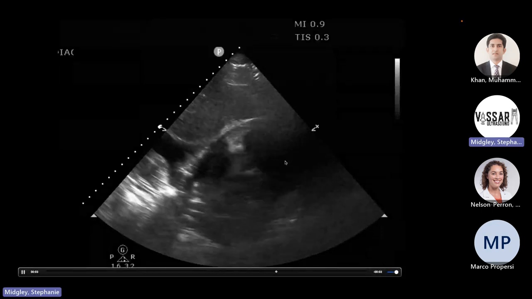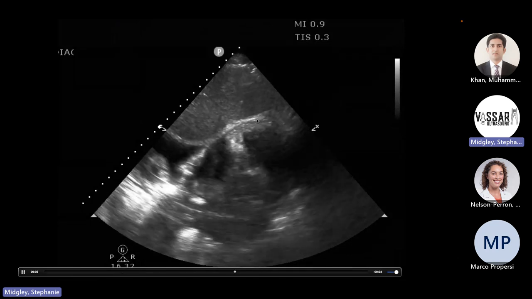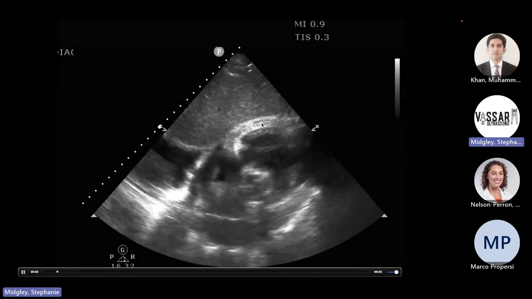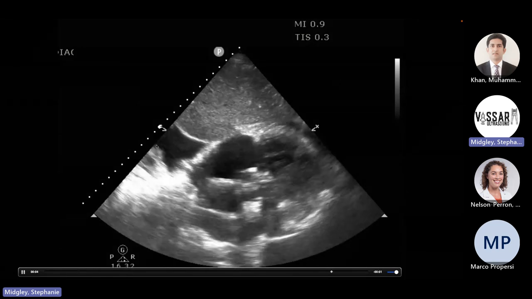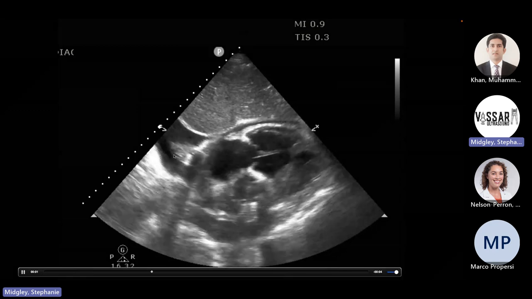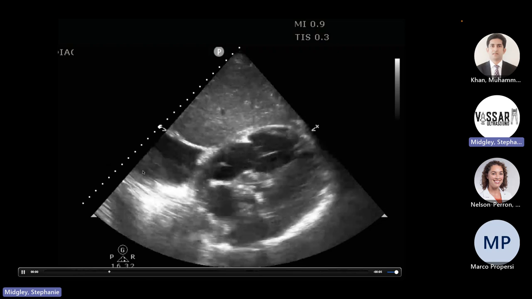Here's a nice example of two pathologies. So again, you can find your pericardium. There's fluid between the myocardium and pericardium here. And then if your eyes kind of track over here, we also see that there's fluid. And this bright white is actually lung.